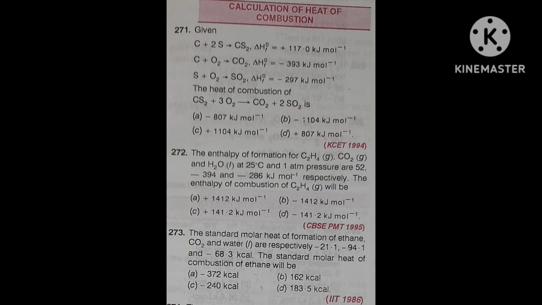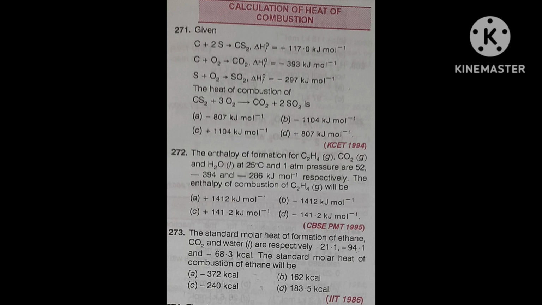Four options are given. First, minus 807 kilojoule per mole. Second, minus 1104 kilojoule per mole. Third, plus 1104 kilojoule per mole. Fourth, plus 807 kilojoule per mole.